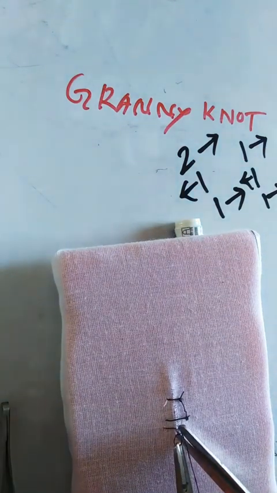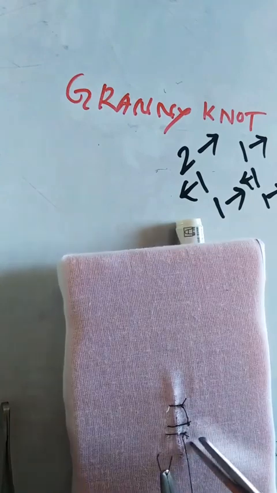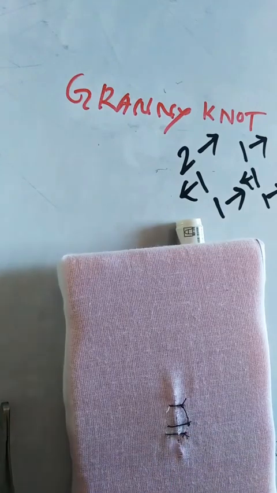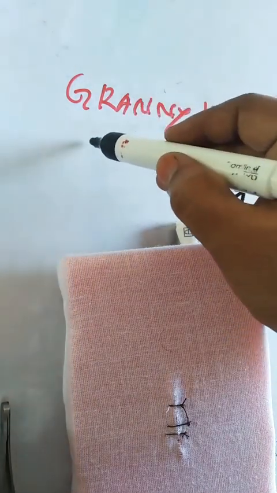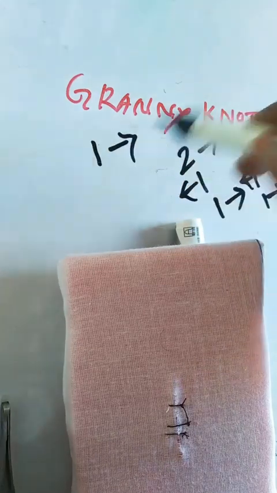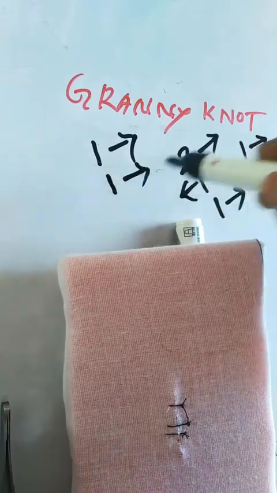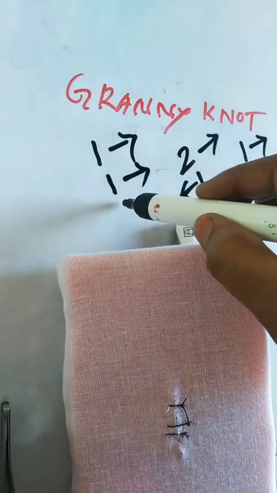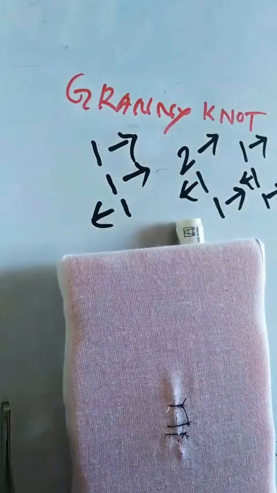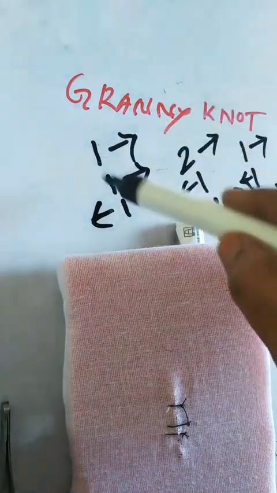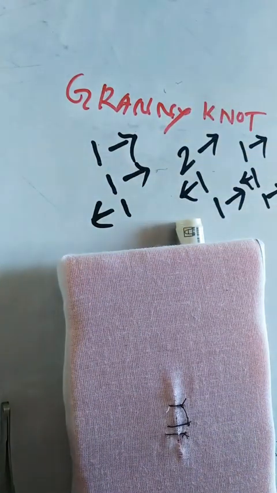After that you have to cut, like this. So what I have done in the granny knot: first tie of 1 throw in clockwise direction, second tie also of 1 throw in clockwise direction, third tie of 1 throw in anti-clockwise direction. If you remember this you can write it easily. This is all about the suture knot tying types.